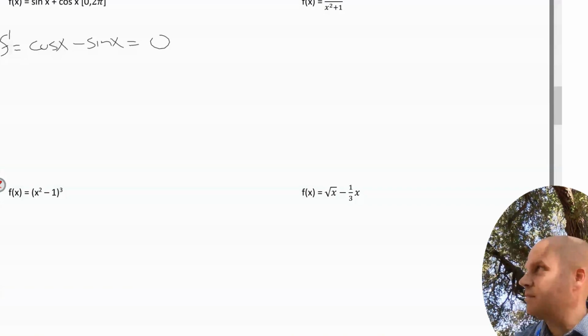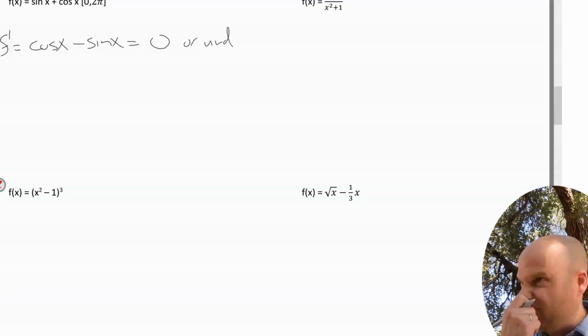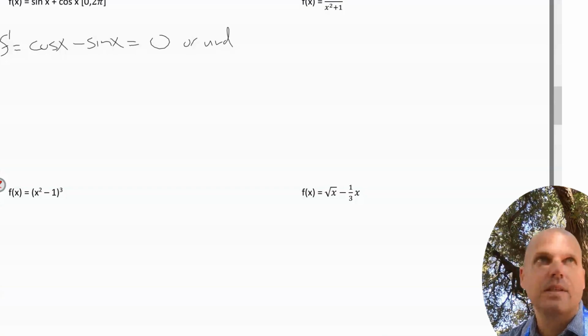Turn cosine minus sine equals 0. I don't want to move things. I want to somehow combine things. I want to somehow figure out when this is 0 or undefined. I don't want to divide. I do want to divide by x's. It's tricky thinking about this.